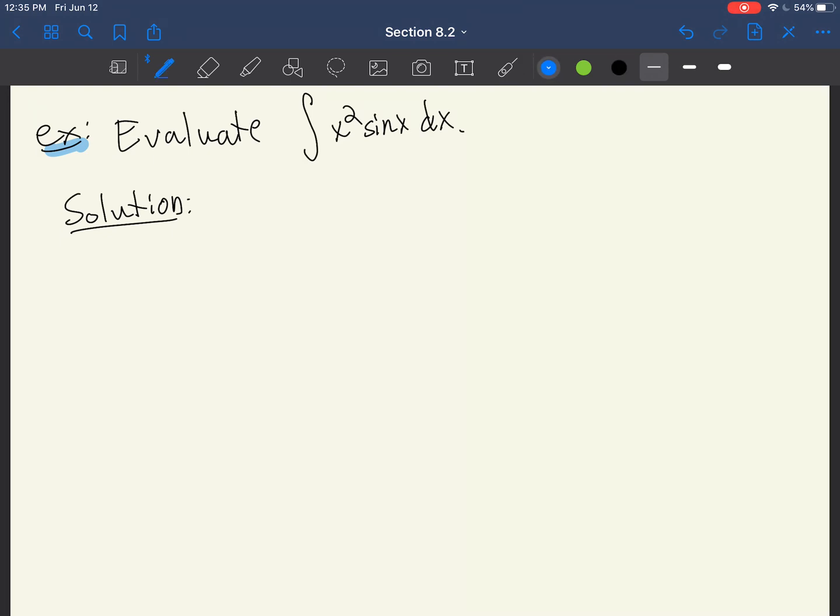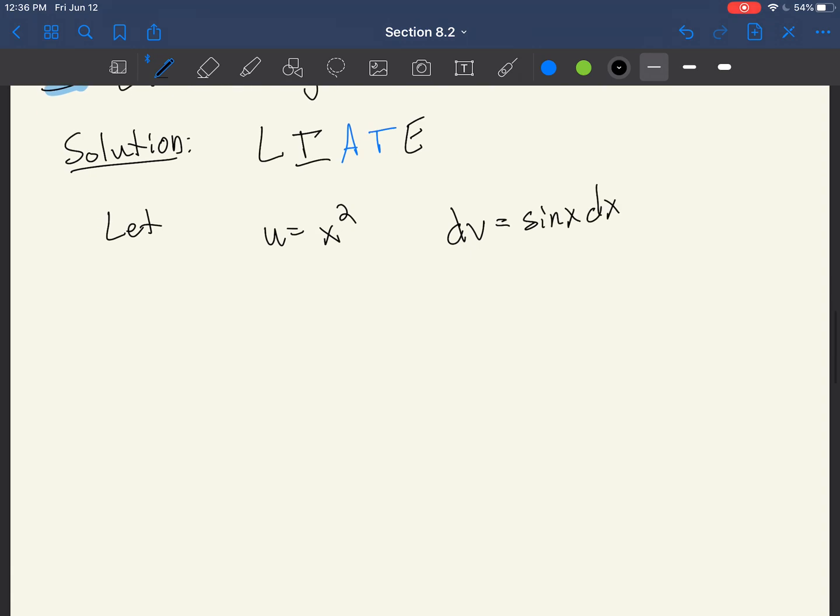Okay, so when doing this, we have LIATE. So we do not have logarithmics, we do not have inverse trigs, we have an algebraic, we have a trig, and we do not have exponentials. So we have algebraic and trigonometric. So we want u to equal the algebraic expression, which in this case is x squared, and dv to equal sine x dx. Differentiate, you get du equals 2x dx. Integrate, you get v equals negative cosine x.